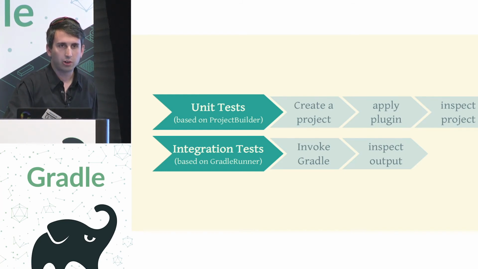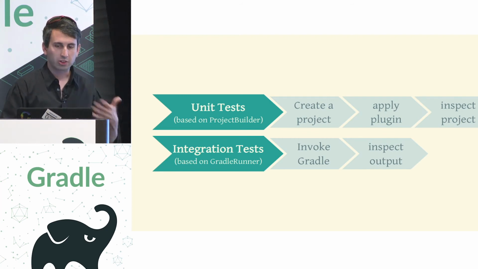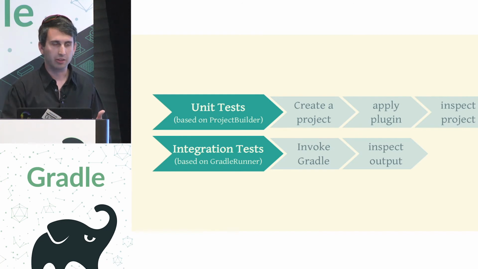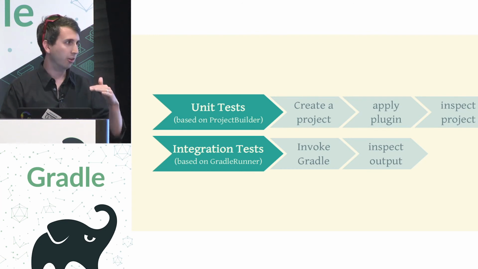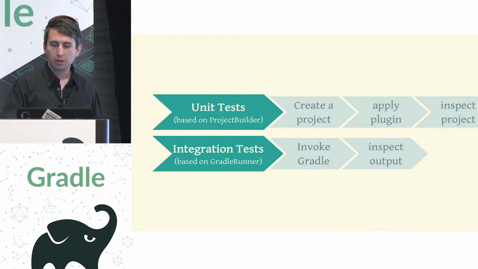The unit tests are sort of built around a project, right? This project object that we all know and love from writing Gradle files. So it creates the project object and the test harness, applies the plugin, and then inspects the project and makes sure that the plugin manipulated it the way I expected it to. And then the integration tests actually invoke Gradle and inspect the command line output and the task results. So it's two sort of very different ways to test.